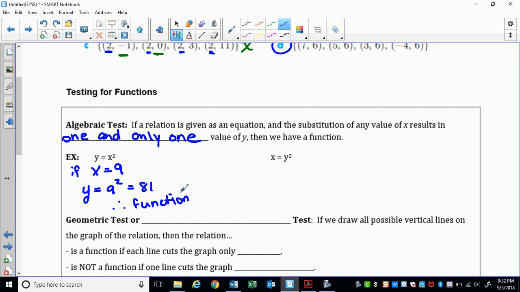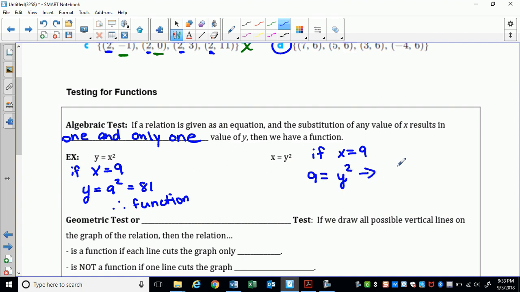Uh-oh, what about this one, though? Let's say that we plug in 9 again. So we're going to substitute it in for x. I have to stop saying plug it in. Substitute it in for x. So 9 equals y squared.